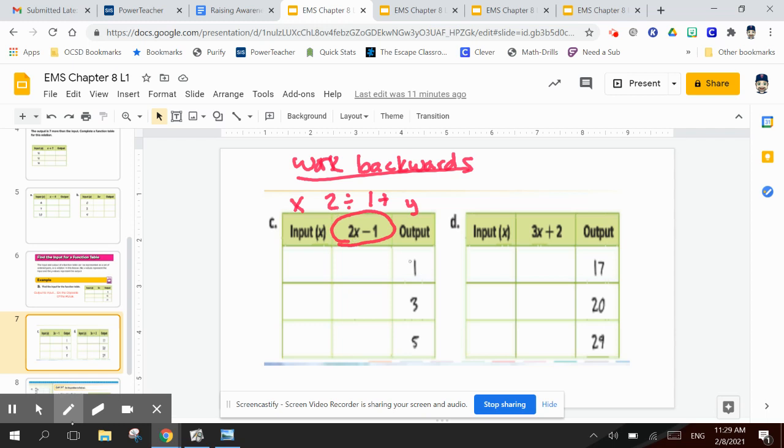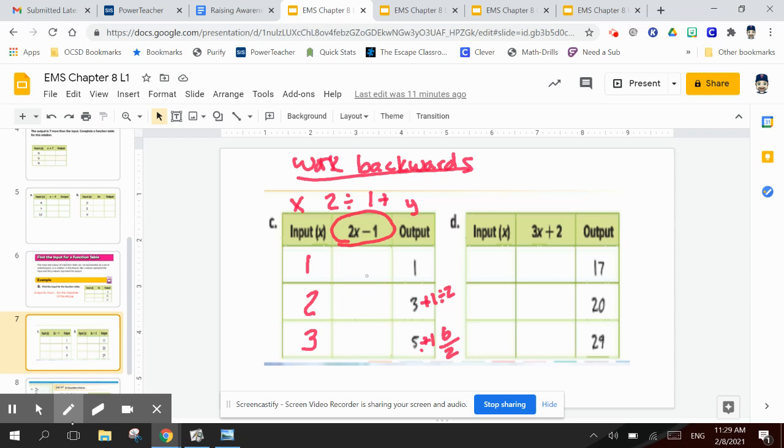I take my y value, 1, and I add 1. So 1 plus 1 is 2. 2 divided by 2 is 1. Let's look at 3. 3 plus 1 is 4. 4 divided by 2 is 2. I have 5. 5 plus 1 is 6. 6 divided by 2 is 3.